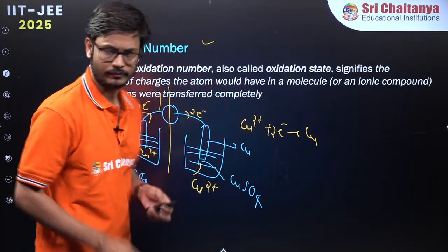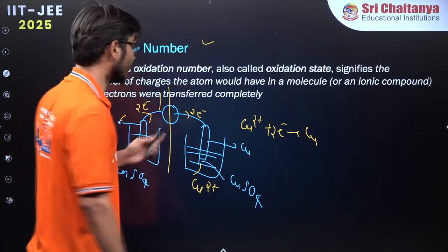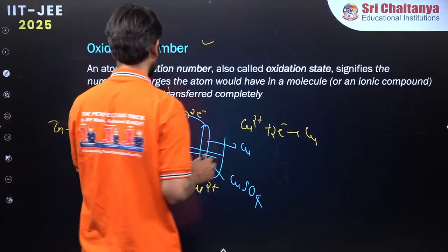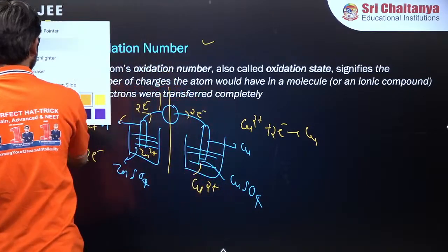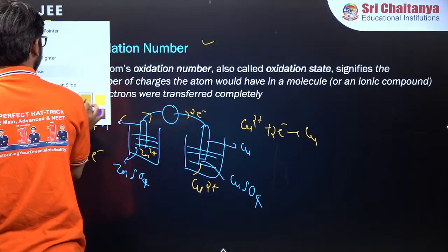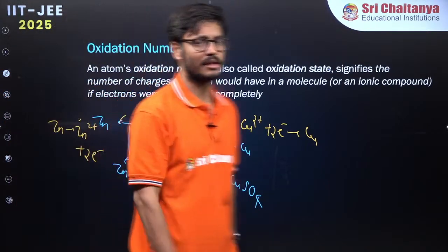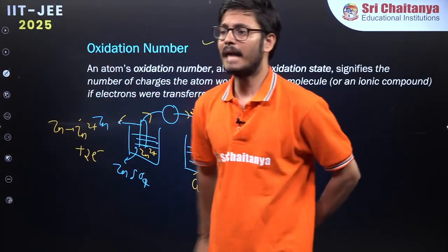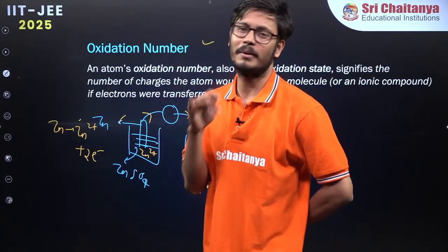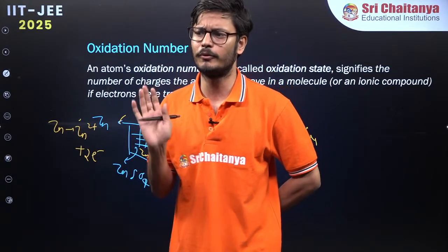Okay. Now we are coming to the concept of oxidation number. To understand different types of redox reactions, it is very important that we understand oxidation number. So, what is oxidation number? I'm telling you a very interesting concept. Listen carefully. You'll enjoy it.